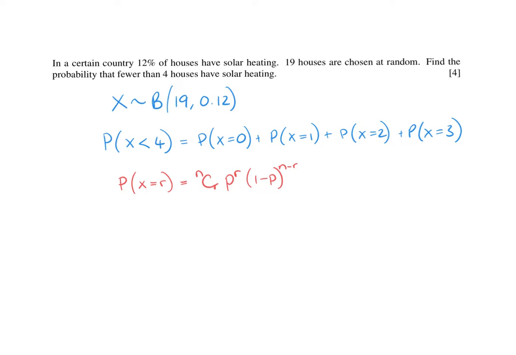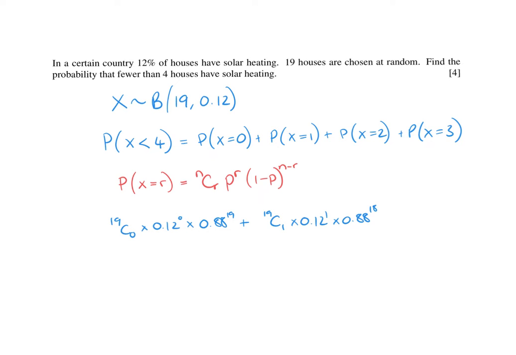So in this case, we're going to have 19C0 multiplied by 0.12 to the power of 0 multiplied by 0.88 to the power of 19. Next, we have the probability that x is equal to 1. So this is going to be 19C1 multiplied by 0.12 to the power of 1 multiplied by 0.88 to the power of 18.